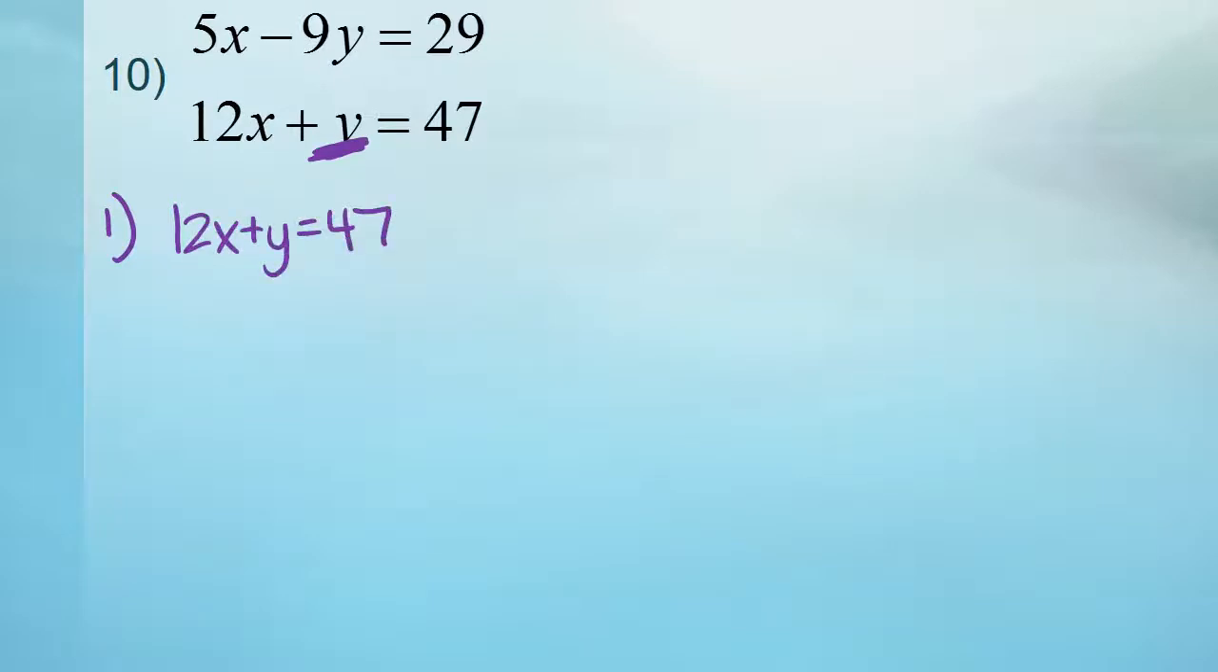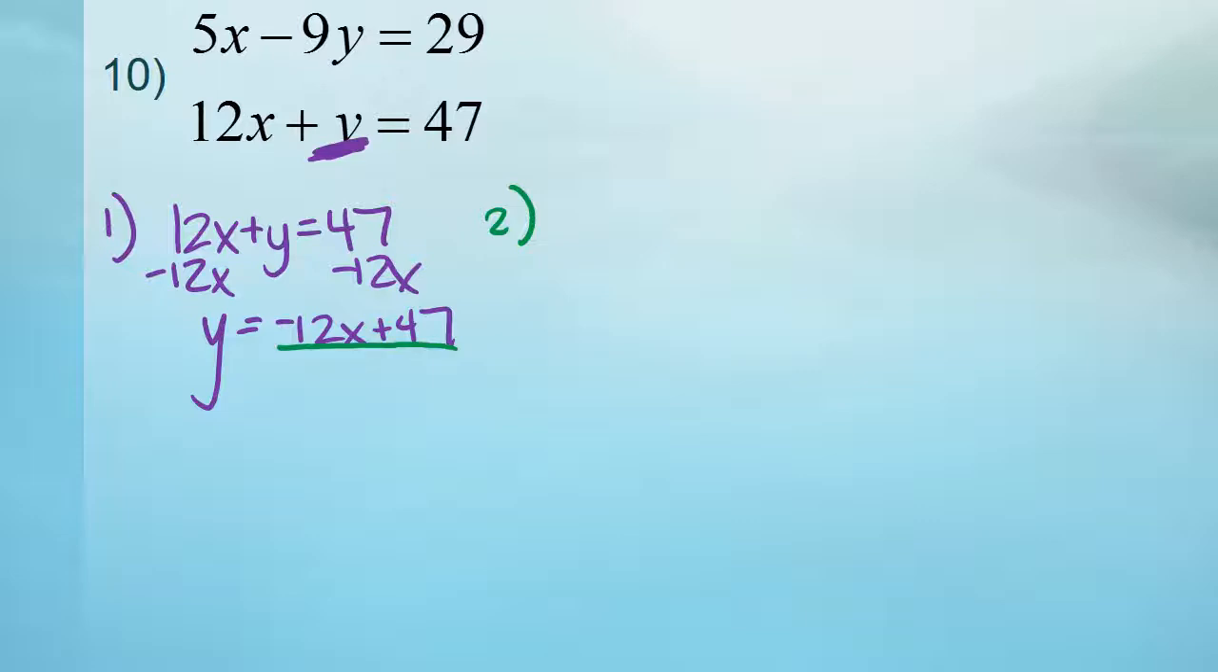So to get that y by itself, all I need to do is subtract 12x. That leaves me with y equals negative 12x plus 47. All right, step 2. We are going to substitute my expression into the other equation. So I'm going to write the other equation that I haven't used yet, and where there's a y, I'm going to put a gap. Where there's a gap, I'm going to put my expression.